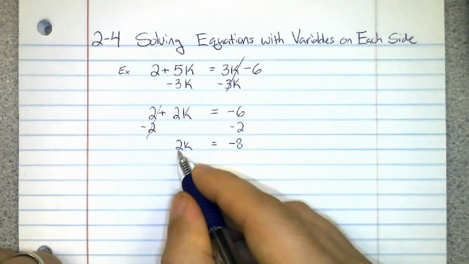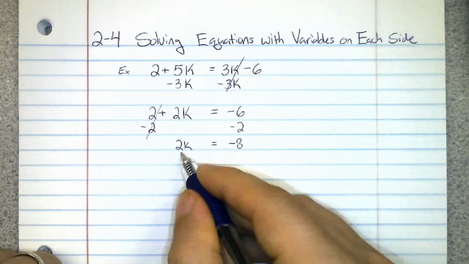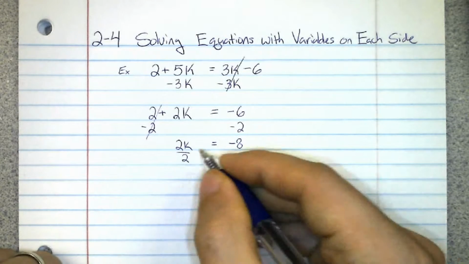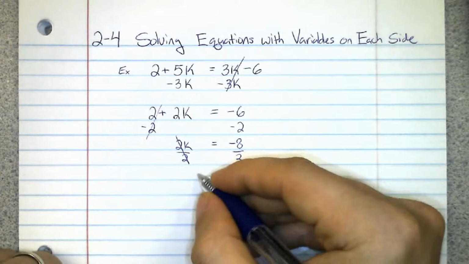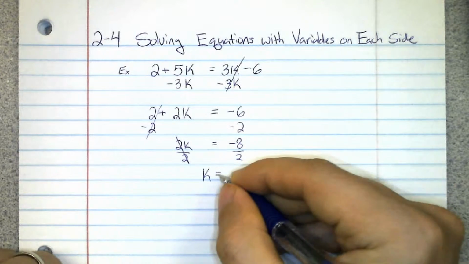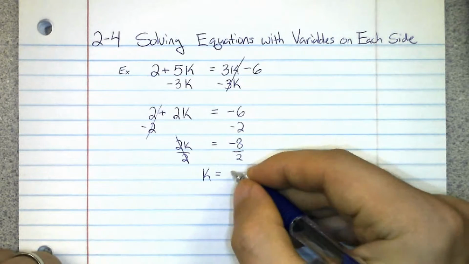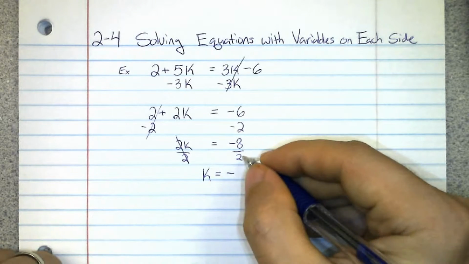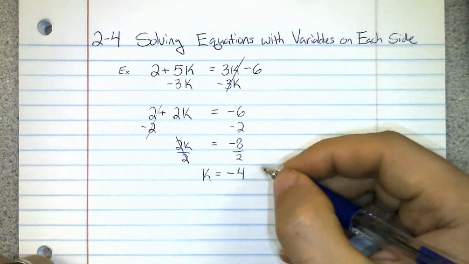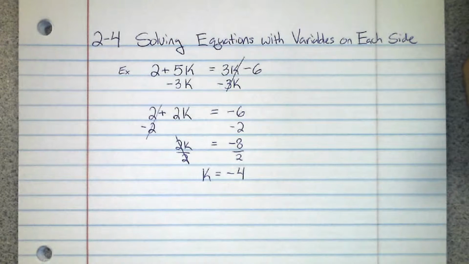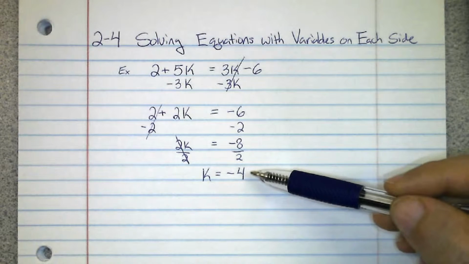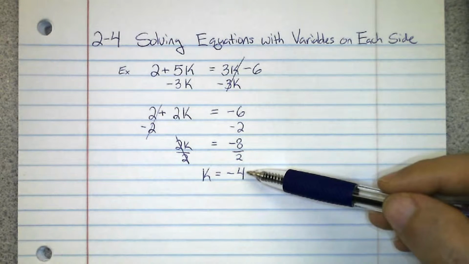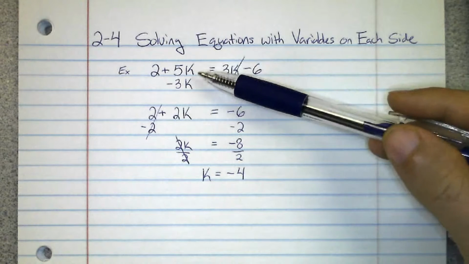Almost done. 2 times k equals negative 8. The opposite of multiplication is division. So I divide both sides by 2. Times 2 divided by 2 cancel. I'm left with k equals, here signs are different, so the answer is negative, and 8 divided by 2 is 4. Negative 4, pardon me.